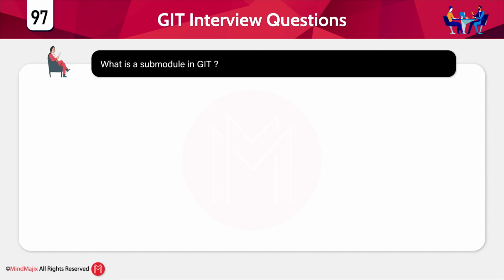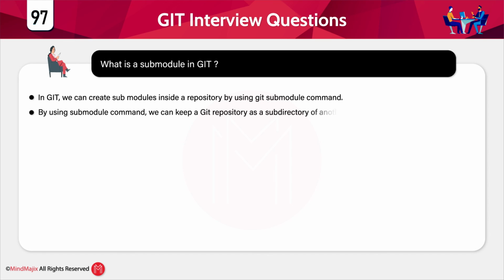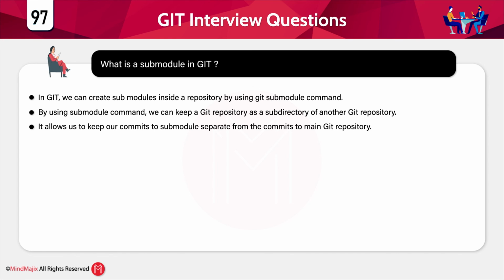What is the submodule in Git? In Git, we can create a submodule inside the repository by using the submodule command. By using the submodule command, we can keep a Git repository as a subdirectory of another Git repository. It allows us to keep our commits to the submodule separate from the commits of the main module, the main Git repository. In order to separate the files from the main Git repository, we create a submodule.